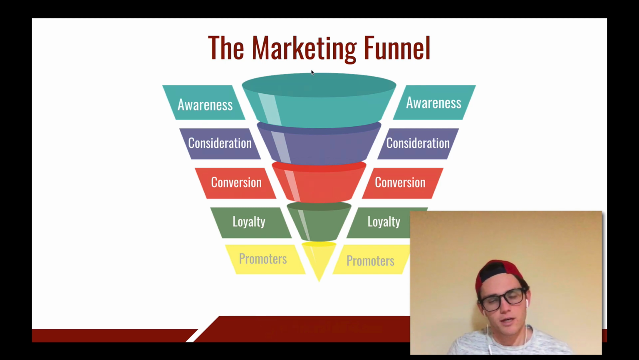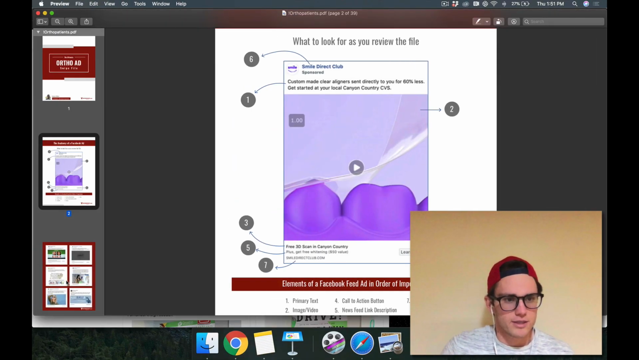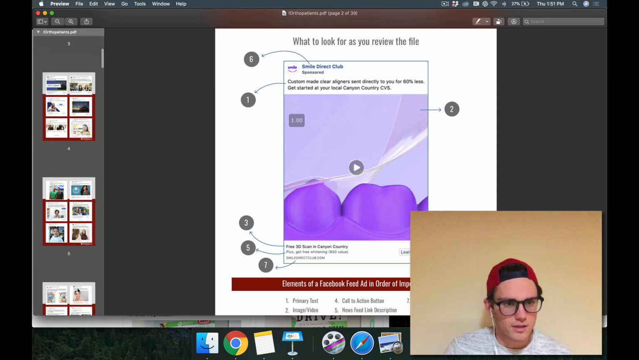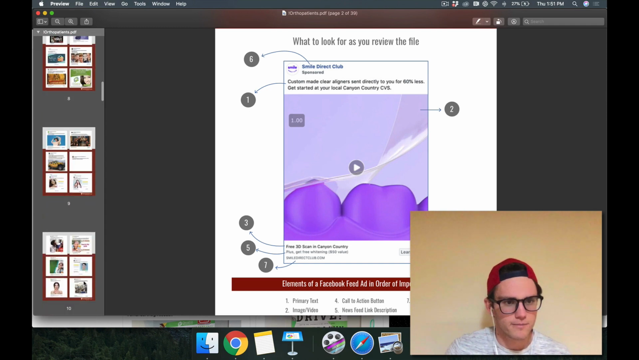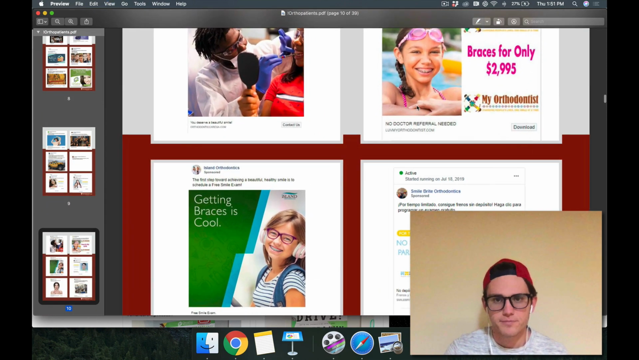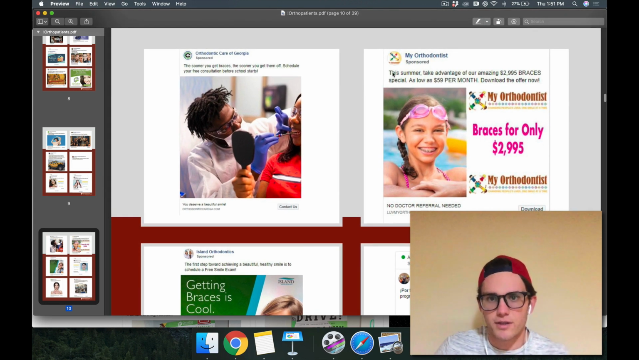So let's take a look at a couple ads in the swipe file that exhibit this and talk about what they could be doing better. A good example of this, I think it's on this page down here. Here it is. So a good bad example is this one. This summer, take advantage of our amazing $2,995 braces special as low as $59 per month. Download the offer now.